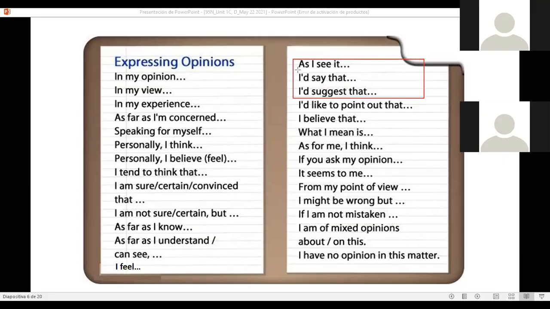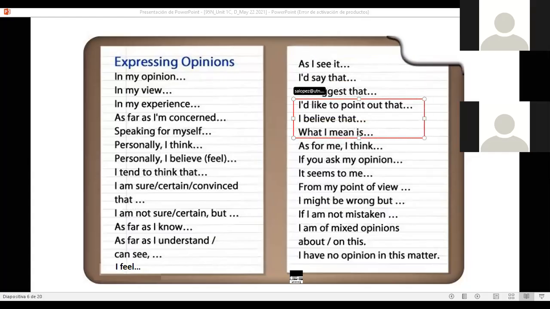Recuerden que este apóstrofe y la D en este caso nos sirven como la contracción del modal verb would. So I would say or I would suggest that. En este caso tenemos con la contracción. Let's move to the next three. Help me reading these three, please.